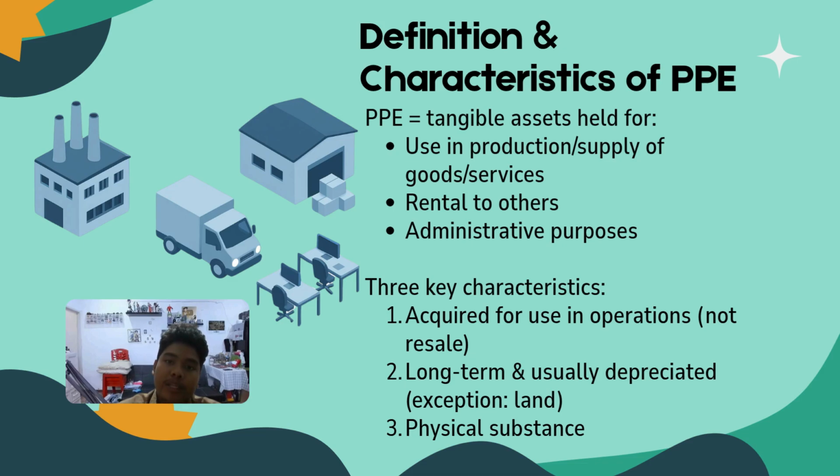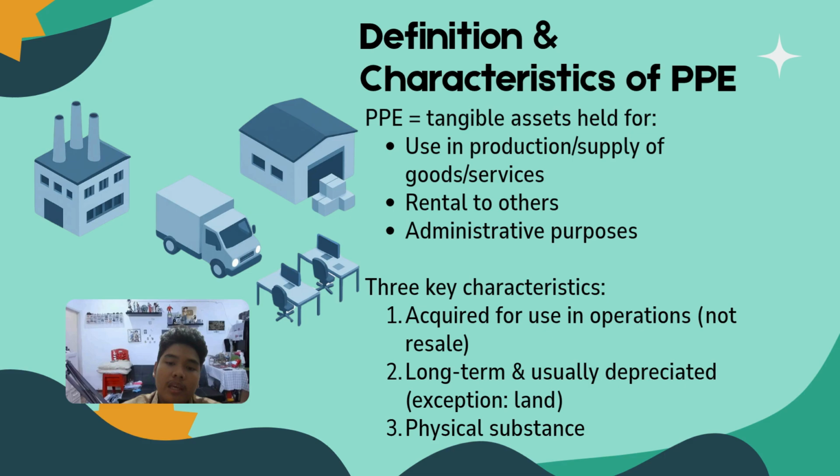Okay, let's begin with the definition and characteristics of property, plant and equipment, or PPE in short. PPE refers to tangible assets that are held by a company for three main purposes. First, used in the production or supply of goods and services. Second, rental to others, and the third is for administrative purposes.